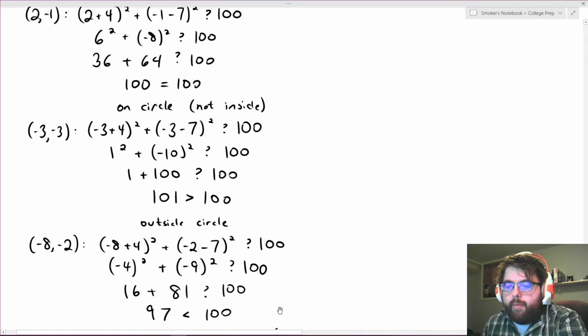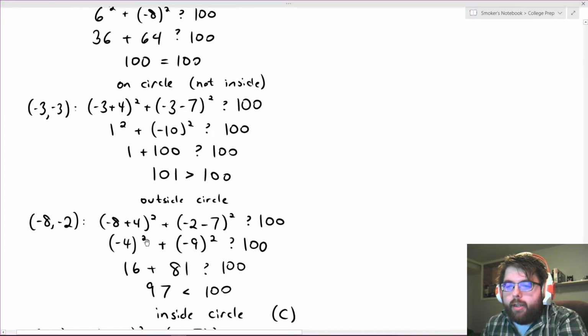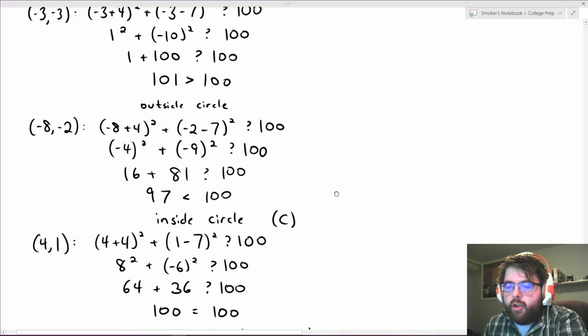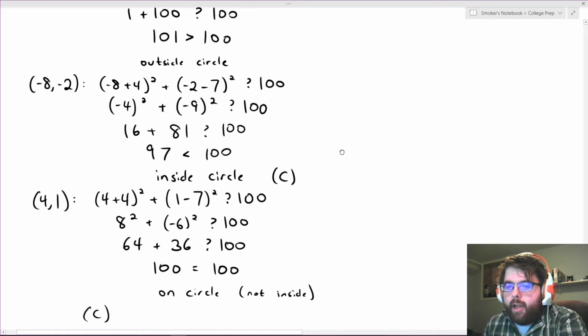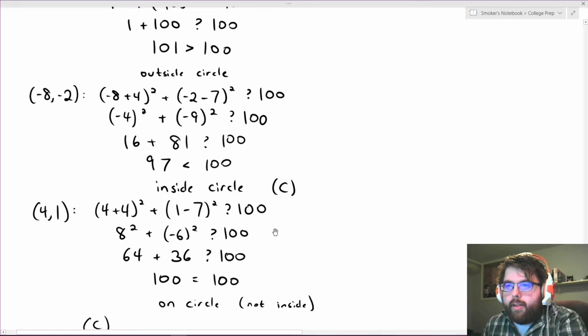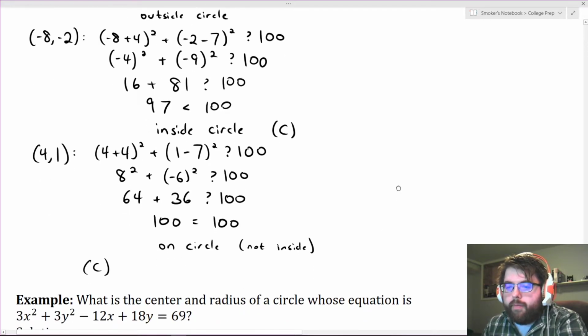C is our answer because we plug in negative 8 and negative 2 and we get something less than 100. So C is actually our answer, but just to show you that D isn't the answer, I did D because it's on the circle also. That means it's not inside the circle. So C is our actual answer.